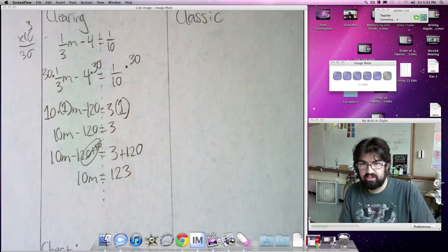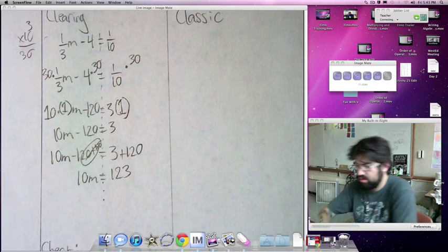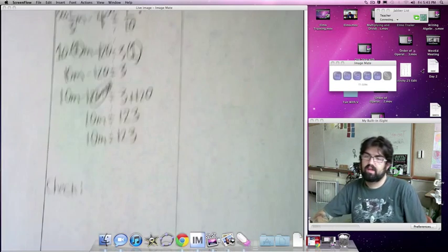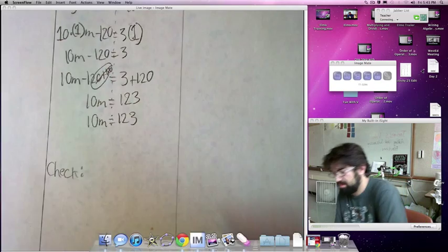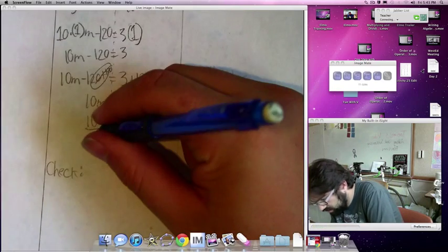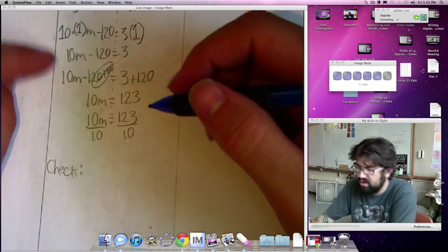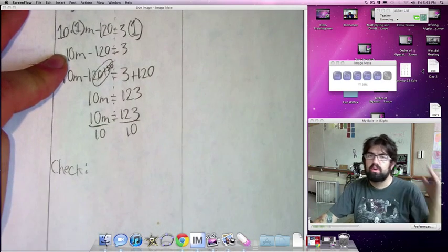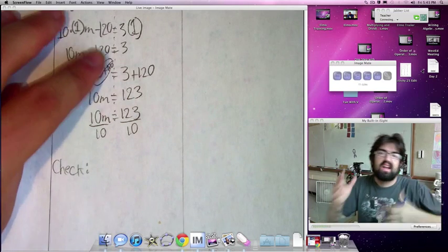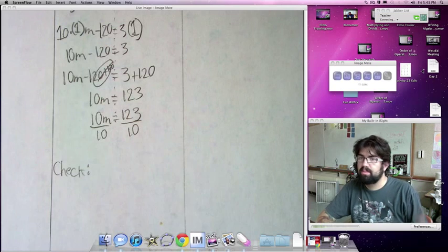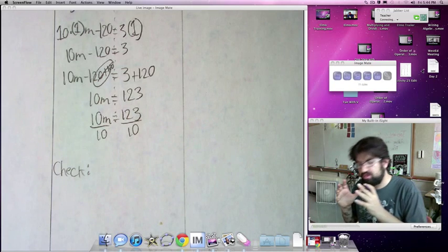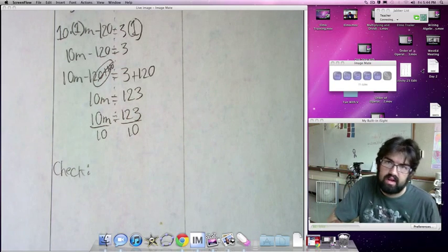I'm going to divide both sides. Oh, wait, sorry. Before I even divide, got to rewrite again. Okay? Now I'm going to divide both sides by what's in front of m, because the opposite of multiplying is dividing. And if you notice, starting right here, this has just been a two-step equation. This is what we were doing in the first unit. I've got 10 times m minus 120, so I added 120. Now I'm dividing. It turned into a two-step equation, which every one of you guys can do now. And that's the whole idea. Turn something you don't know how to do into something you do know how to do.